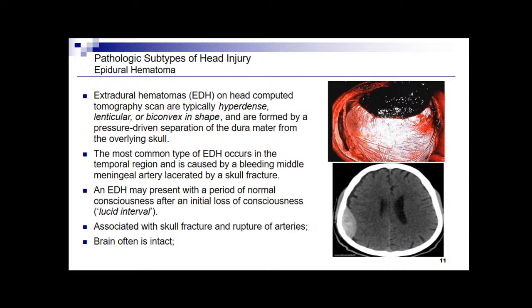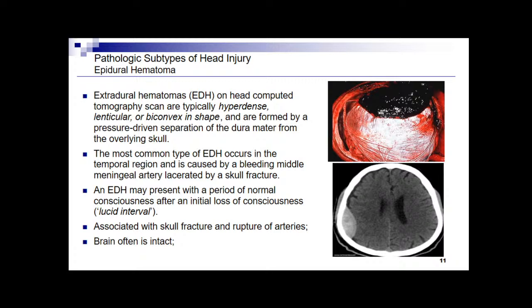As was mentioned above, the most common localizations of the brain trauma are the frontal and temporal lobes. In those areas, linear fractures or compound fractures of the skull happen more often, and fragments of the bone tissue damage vessels and cause the hematoma. Epidural hematoma may present with a period of normal consciousness after an initial loss of consciousness. This is the lucid interval. How to understand that position?